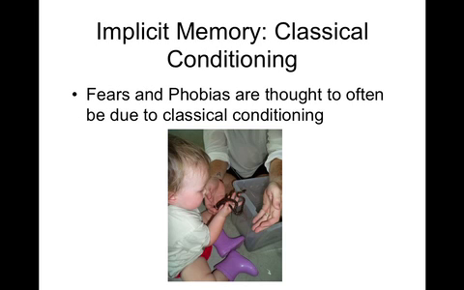Another form of implicit memory is classical conditioning, and a particularly strong version of this is phobias, which are thought to often be due to some sort of early experience with something, a negative experience, for instance, with some particular category. And the idea is one can have the fear without having the memory of the original event.